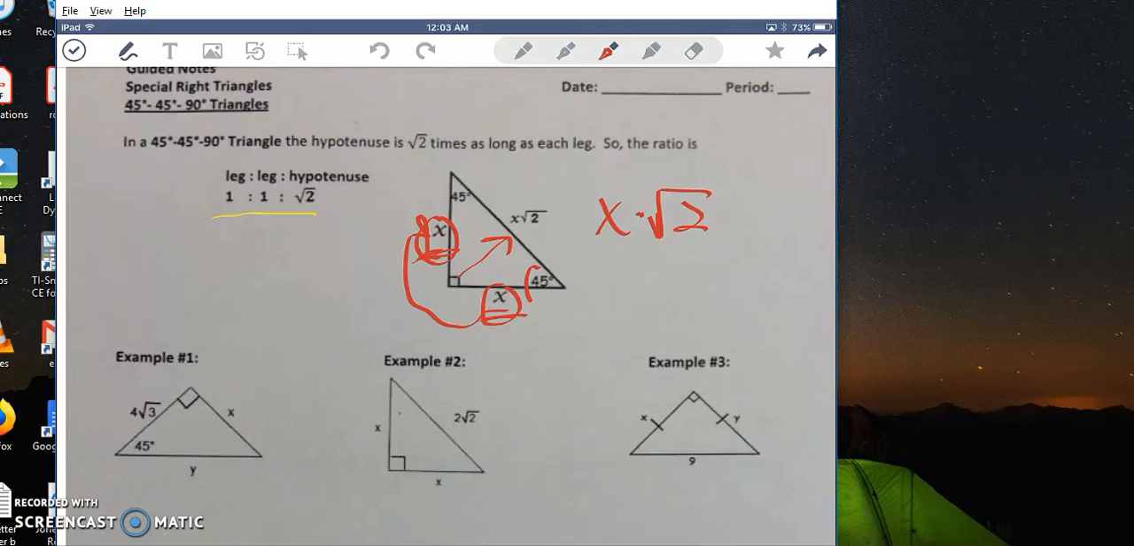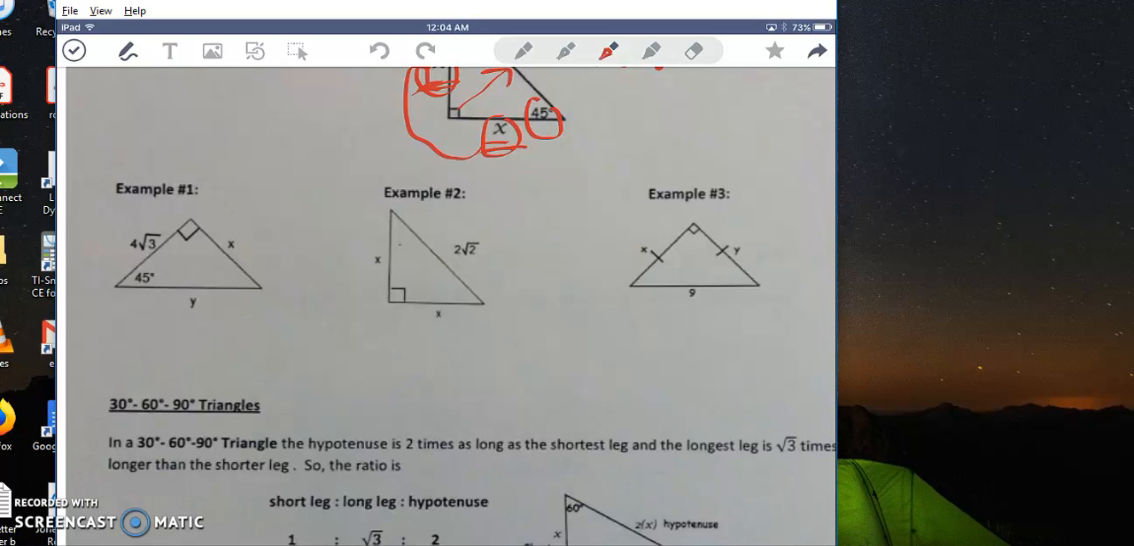If you notice too, these are 45-degree angles on both of them. They're both the same, therefore you're going to have an isosceles triangle, hence why both legs are going to be the same.